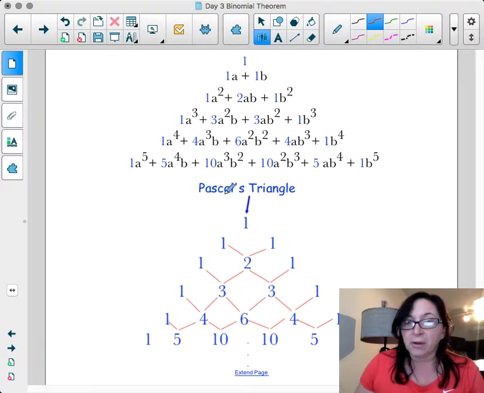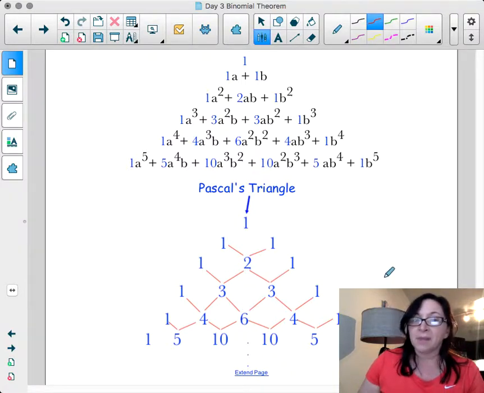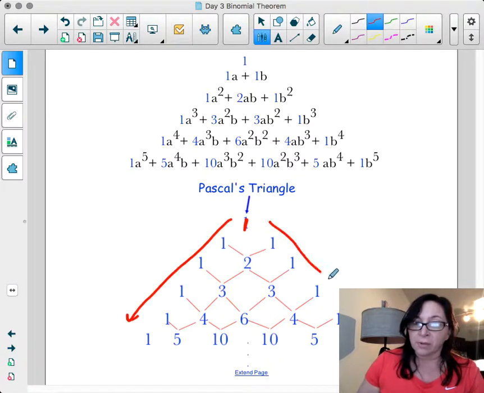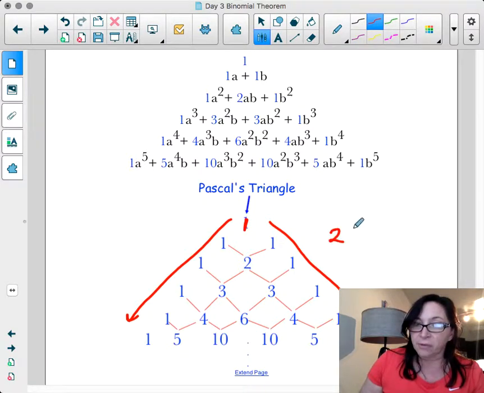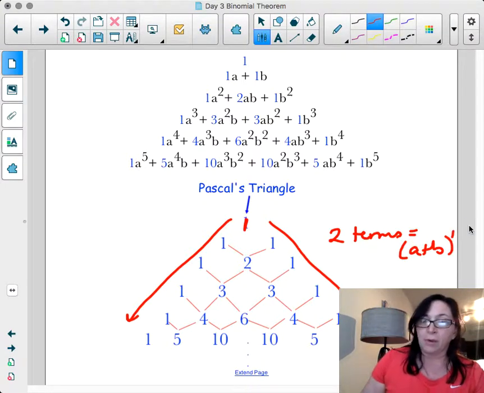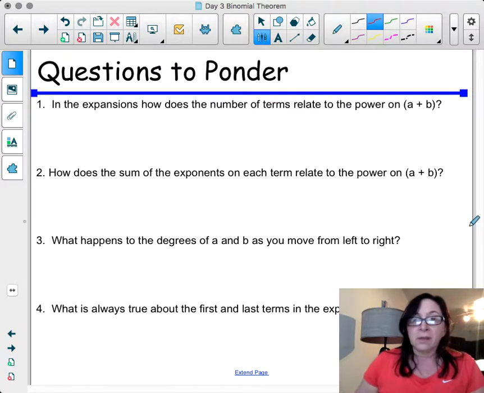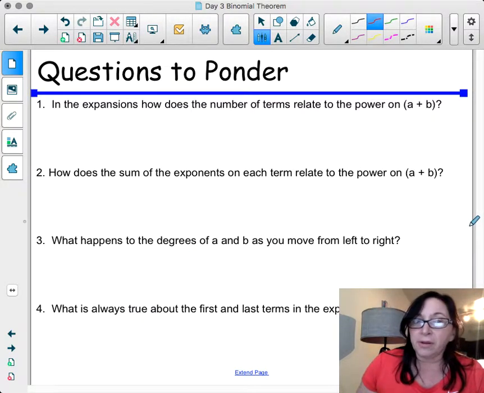Just another triangle, Pascal's triangle, just showing you the different coefficients again. Keep in mind that it always starts with 1 on top, and all the way down are 1s on both sides. And so for this value right here, which has 2 terms, remember, if it has 2 terms, it's going to be a plus b to the 1 power.